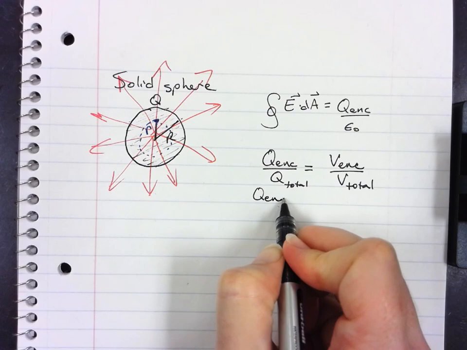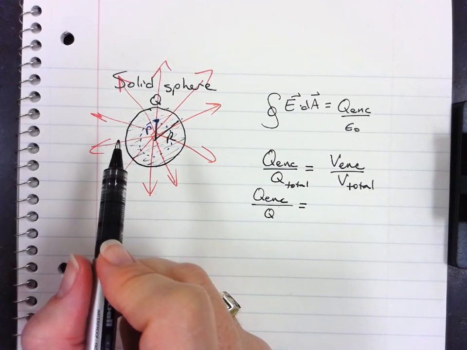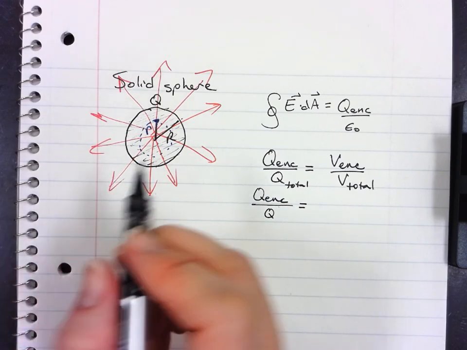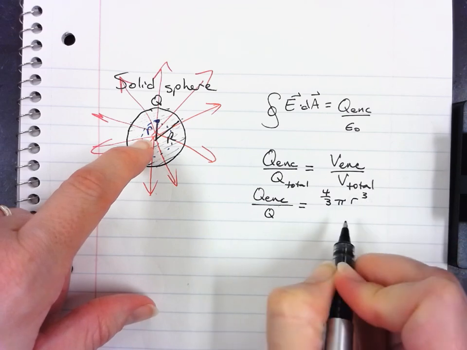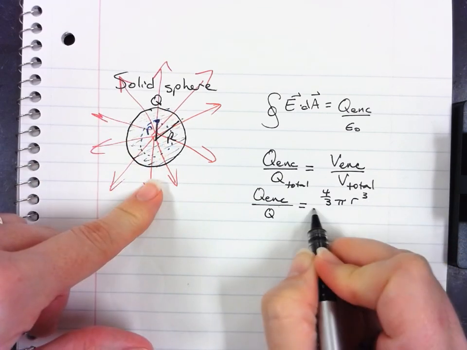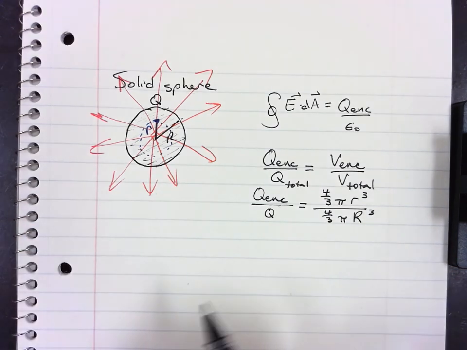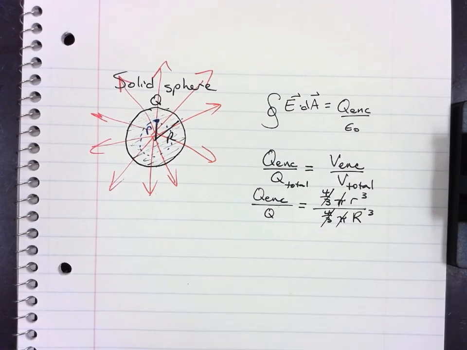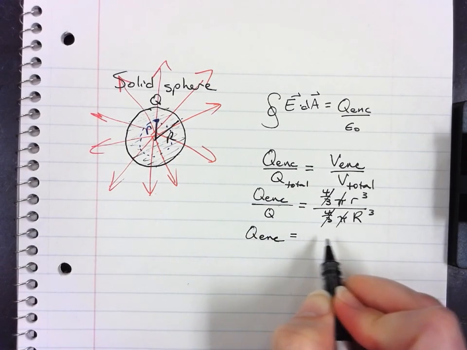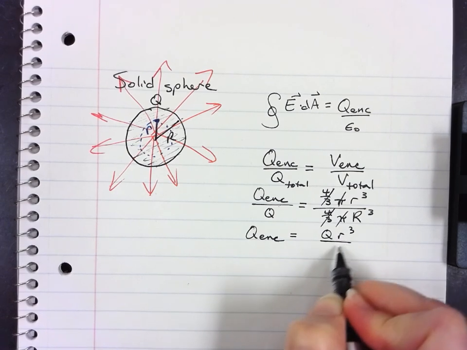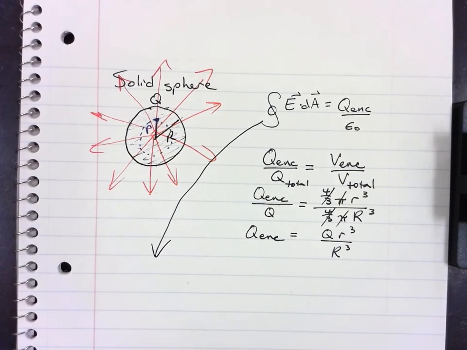So Q enclosed over total charge, we've said the total is just Q. Well, the volume of a sphere is 4/3 pi r cubed. So the volume enclosed is 4/3 pi little r cubed. The total volume of the sphere is 4/3 pi big R cubed. So the constants cancel, and we can rearrange and write Q enclosed equals Q times little r cubed over big R cubed. And then we apply Gauss's law.